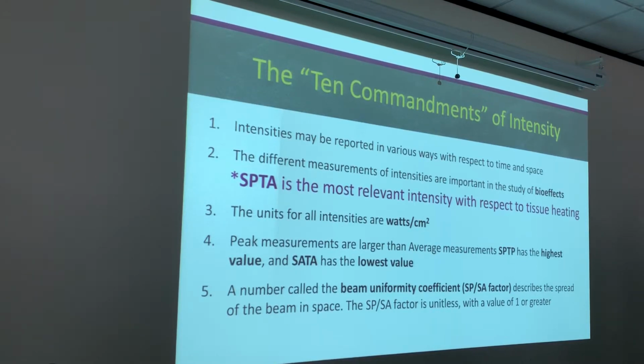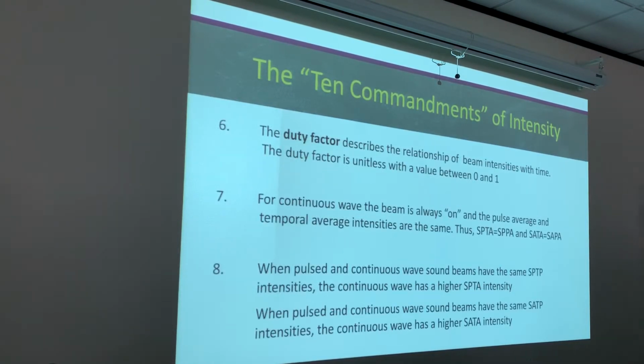You guys know what duty factor is, but again, duty factor describes the relationship of beam intensities with respect to time. The duty factor is unitless with a value between 0 and 1. Remember, our duty factor is our pulse duration divided by our PRP, our on time divided by our on time plus off time, times 100 to get your percentage. So duty factor is more concerned with temporal considerations, and the beam uniformity coefficient is more concerned with spatial considerations.